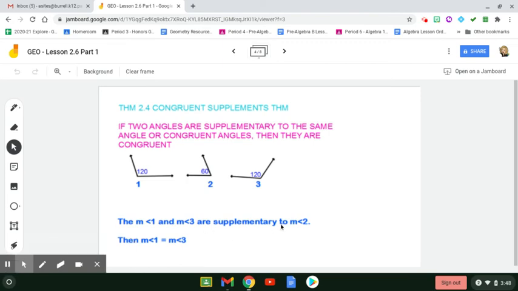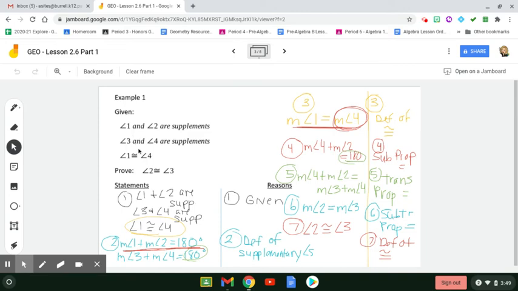Before we get into another proof, I want to show you this congruent supplement theorem. So if two angles are supplementary to the same angle or congruent angles, then they are congruent. So if I have that the measure of angle 1, so you see it's 120 degrees, and the measure of angle 3 are supplementary to the measure of angle 2, then we know automatically that the measure of angle 1 is equal to the measure of angle 3. So if we knew that fact earlier on, we could have actually shortened this proof by a bunch because we knew some of those facts earlier on.